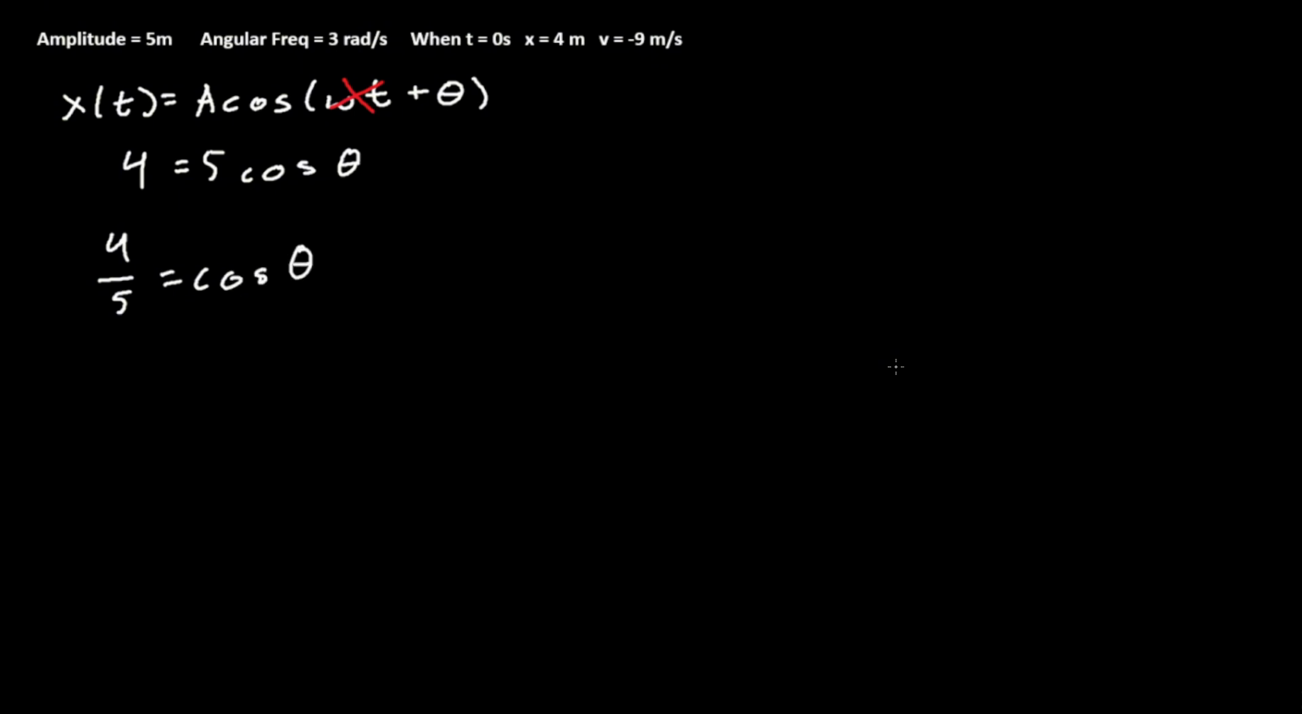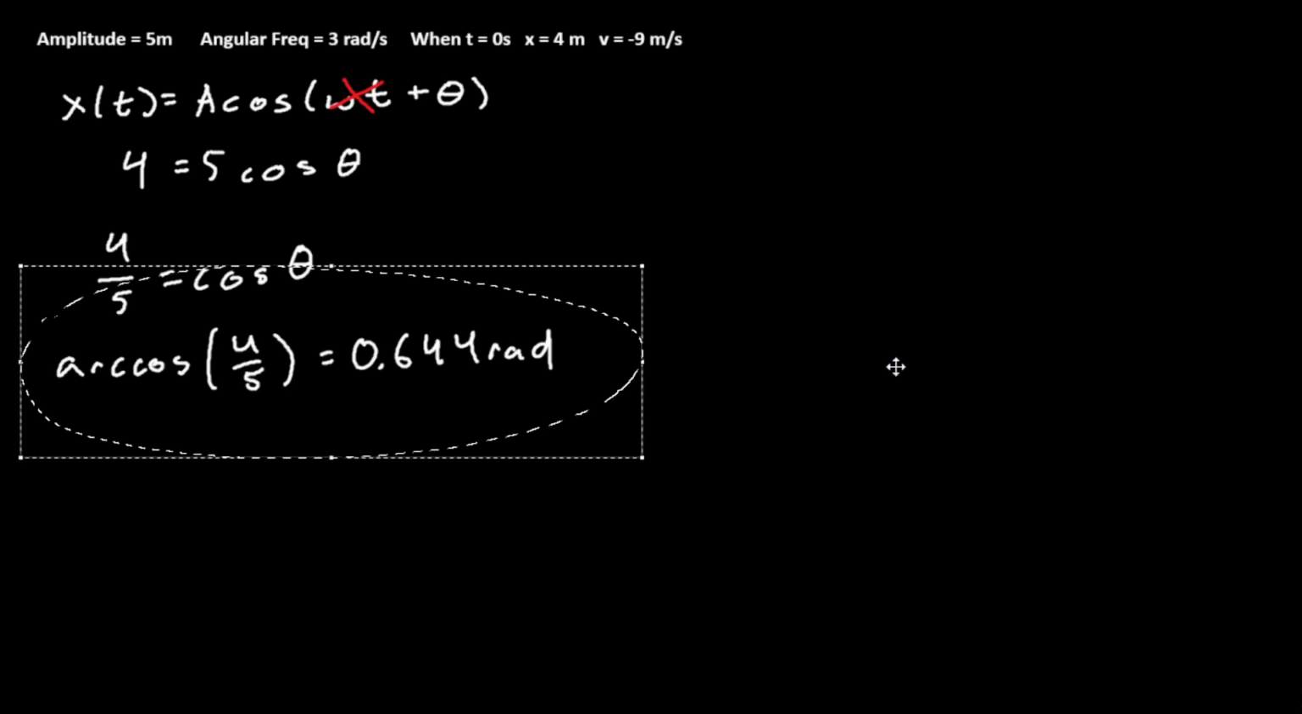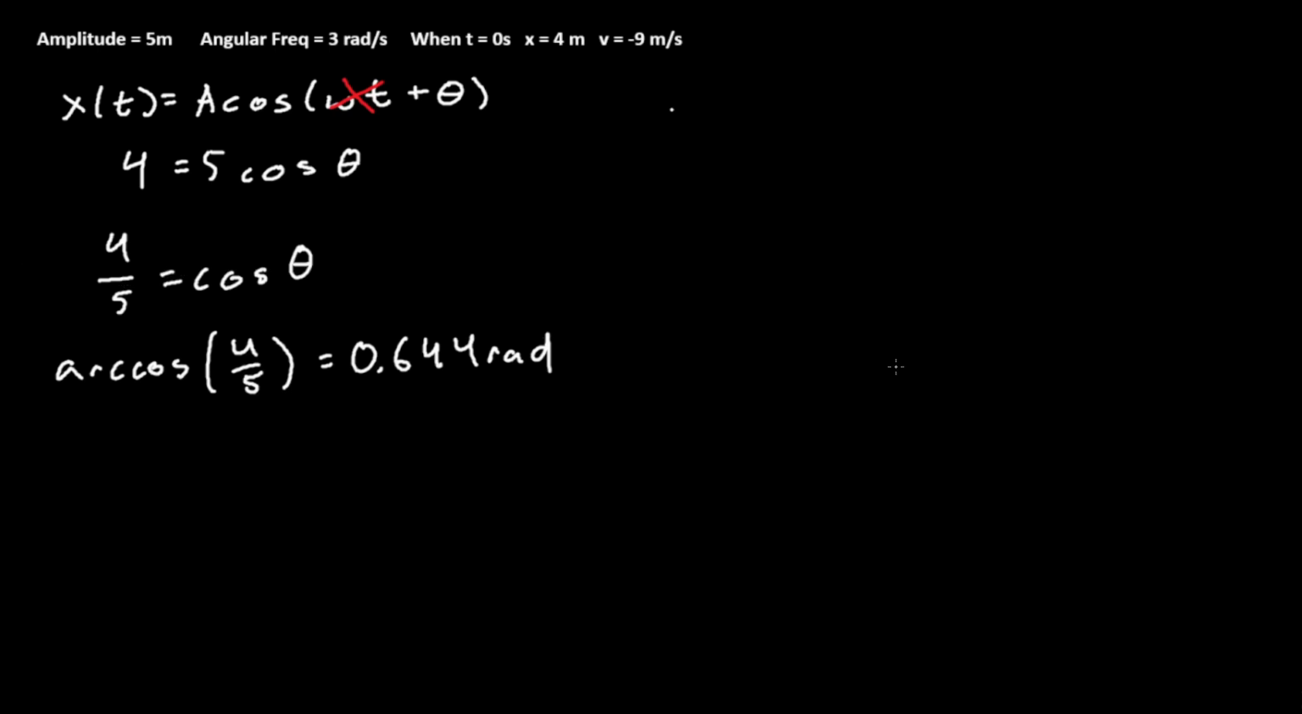All right, let's plug in arc cosine into 4 over 5. If you arc cosine 4 over 5, you should get 0.644 radians as your radians answer for now, but we need to test out the velocity function as well.